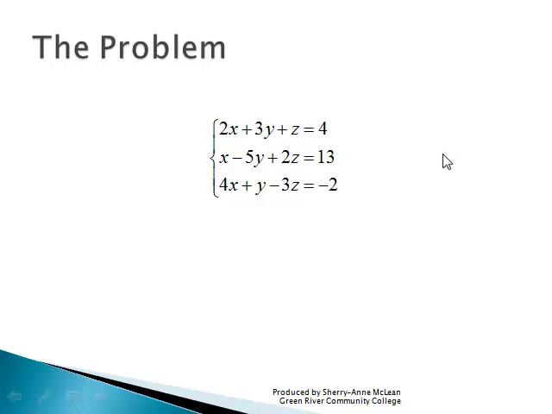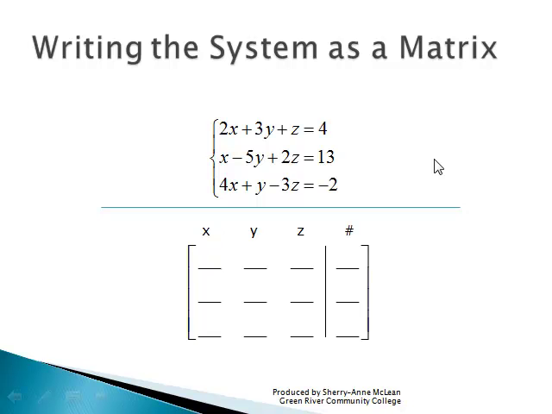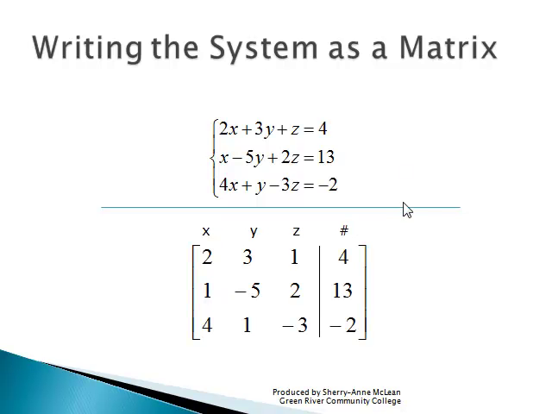2x plus 3y plus z equals 4, x minus 5y plus 2z equals 13, and 4x plus y minus 3z equals negative 2. The first thing that we need to do is to write this system of equations as a matrix. Each of our coefficients for each variable will have its own column, and each equation is translated into a row. We can see what the finished matrix looks like here.